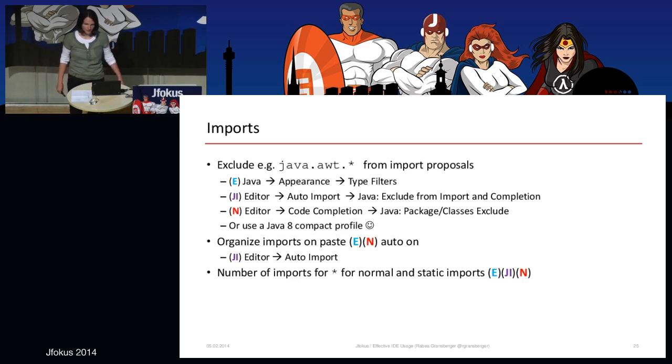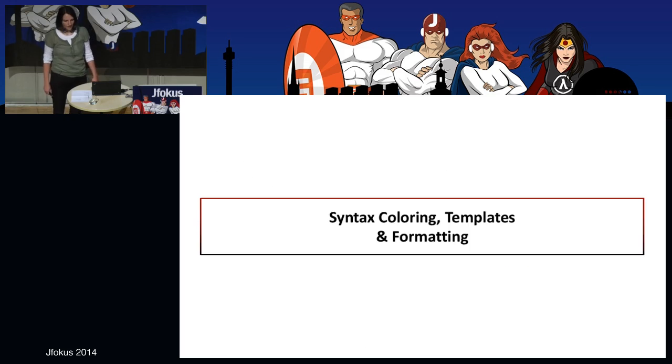So this is really nice if you don't need it. You can also have organize imports on paste. It's usually automatically on in Eclipse and NetBeans. So if you're copying over some code from one file to another and you want your imports to be preserved, then you can toggle it also on in IntelliJ. You might also want to adjust the number of imports needed for a star. So if you organize your imports, it will put in a star for normal or static imports. You can also adjust the settings, the number of types it should resemble to a star.